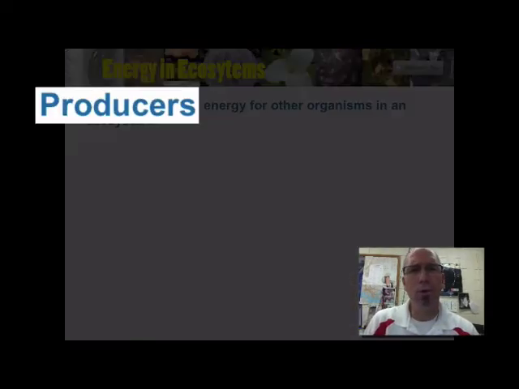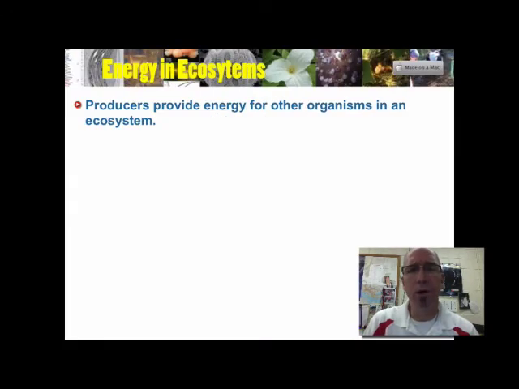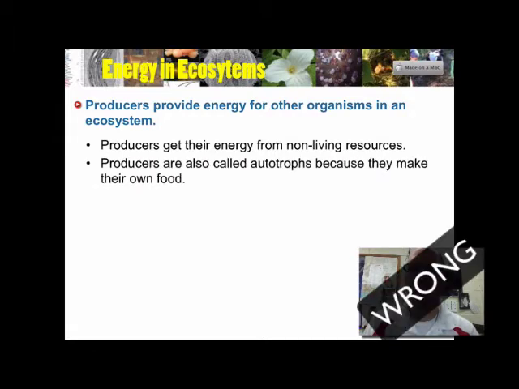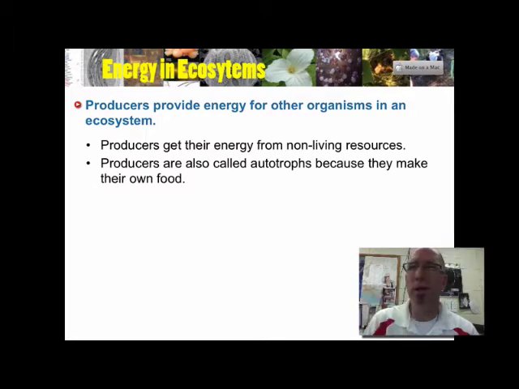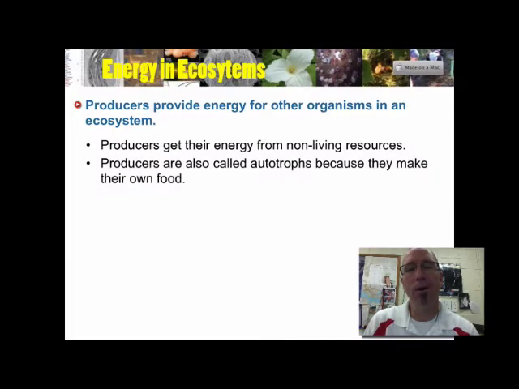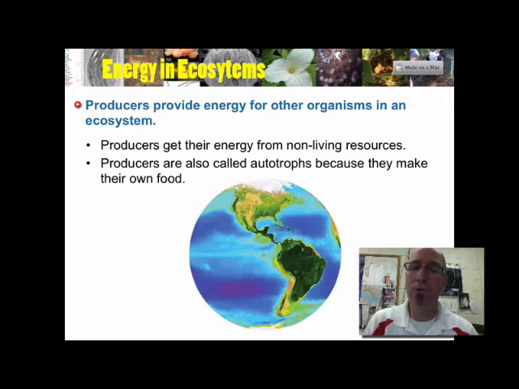Producers. So organisms that collect energy and are the source of energy for an ecosystem are called producers. They get their energy from non-living things. So what does that mean? Because we get energy from dead food, we're producers? No, not really. I'm sorry, we are consumers. We are not producers. So producers are also called autotrophs. Autotroph means self-feeder. So they make their own food.